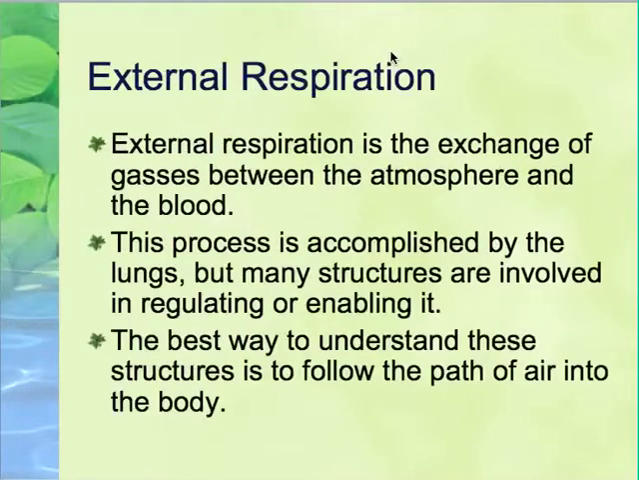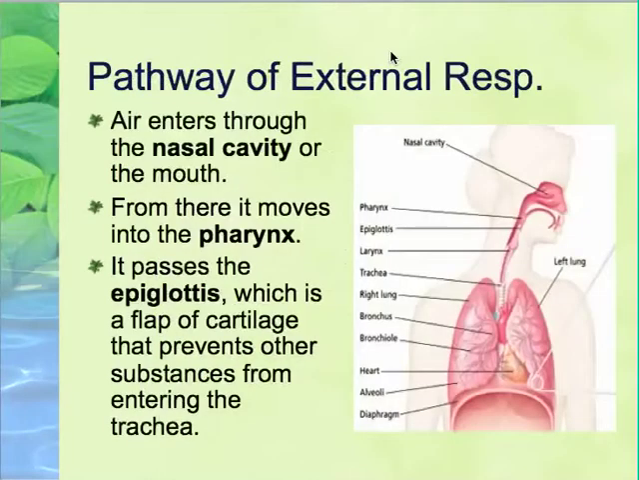All right, so let's go ahead and take a look at each one of those specifically. External respiration is the exchange of gases between the atmosphere and the blood itself. Now, this process is primarily done in the lungs, but there are a lot of structures along the way that not only help it, but regulate it and enable it. So I think the best way to go about understanding this is to follow the air. We'll go through step by step. So to do that, we're going to take a look at both the anatomy and physiology of the respiratory system.